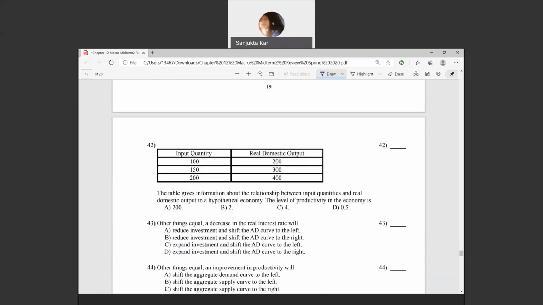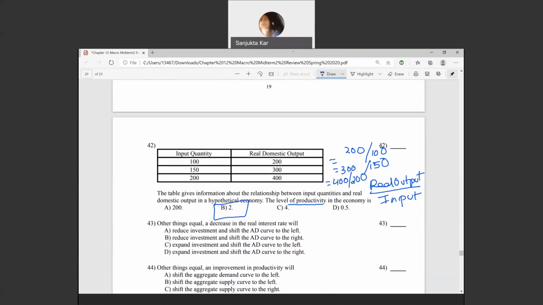All right, question number 42. I went on and showed you the formula for productivity. This will be equal to real output over the input. So the first one is going to be 200 over 100. The second one is 300 over 150. After that, we have 400 over 200. So my answer choice will be 2.